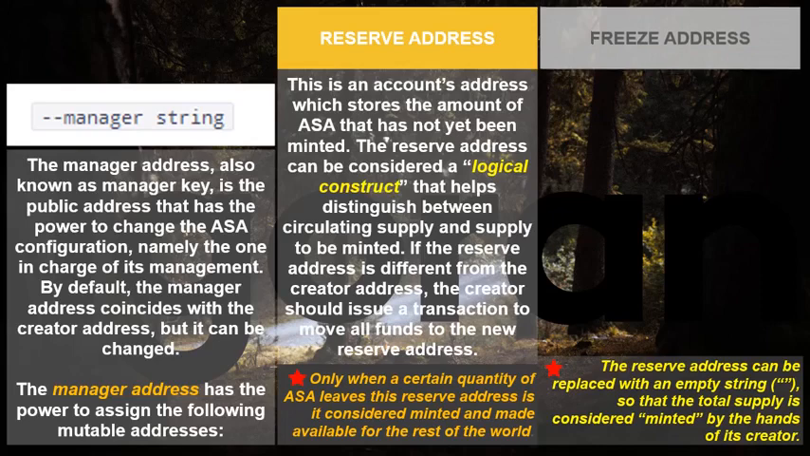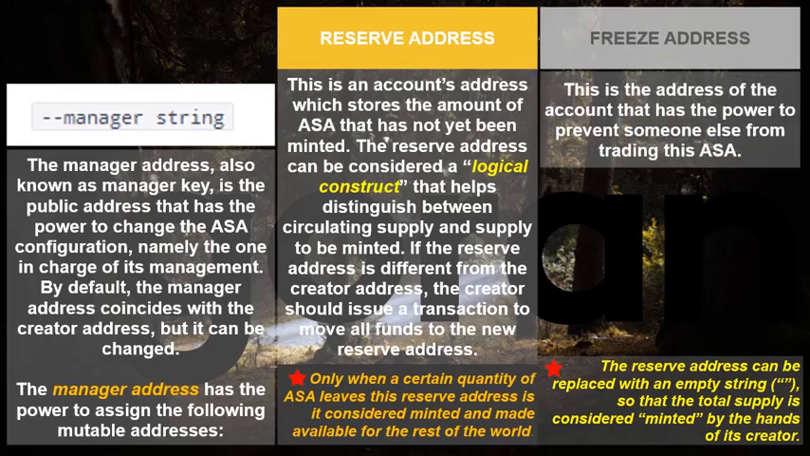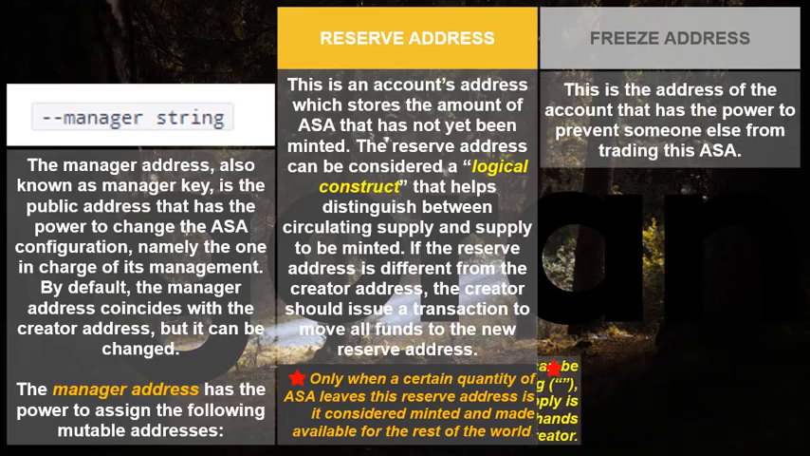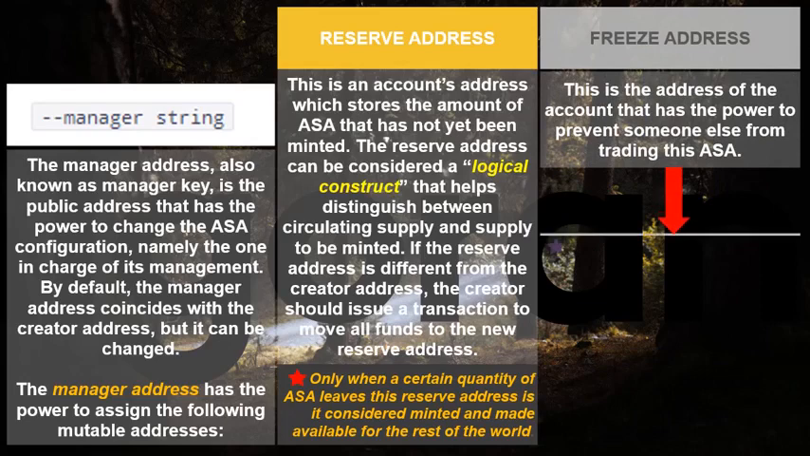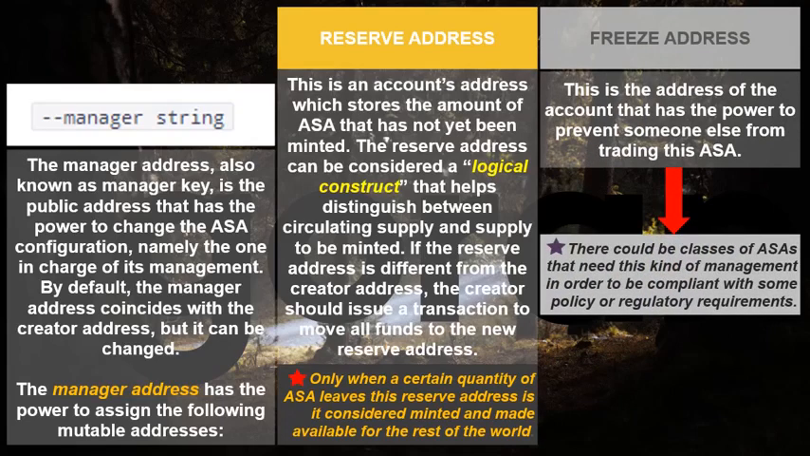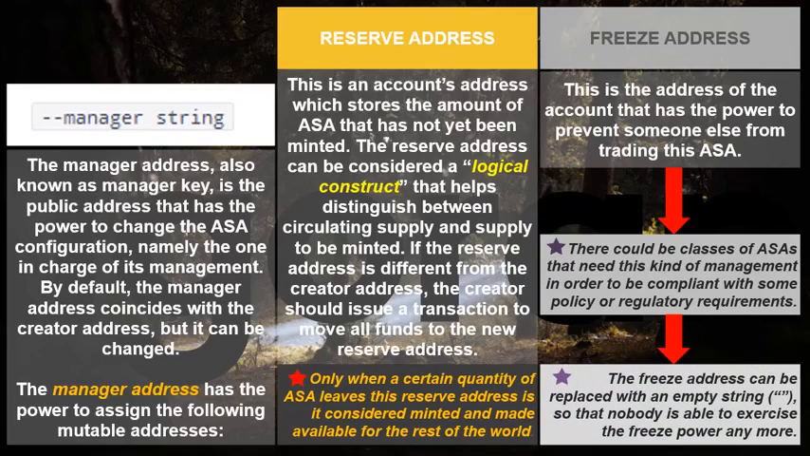Freeze address. This is the address of the account that has the power to prevent someone else from trading this ARSA. There could be classes of ARSAs that need this kind of management in order to be compliant with some policy or regulatory requirements. The freeze address can be replaced with an empty string so that nobody is able to exercise the freeze power anymore.